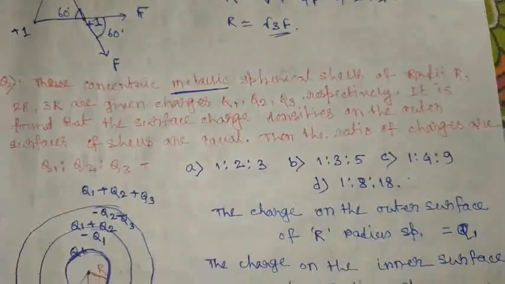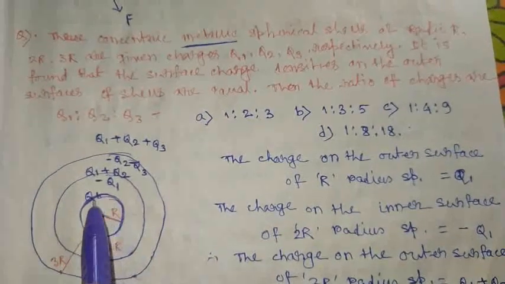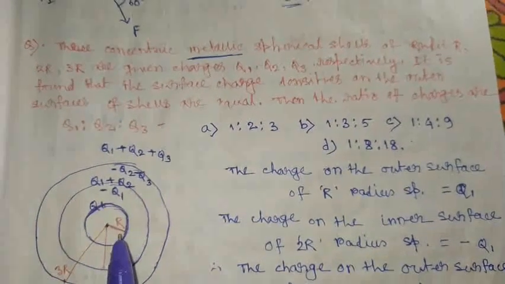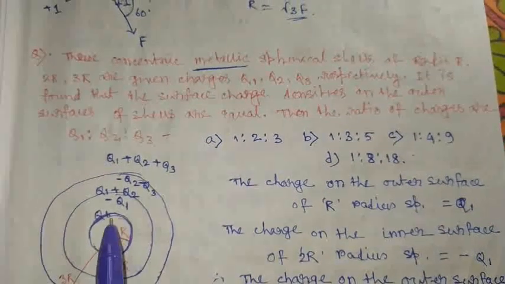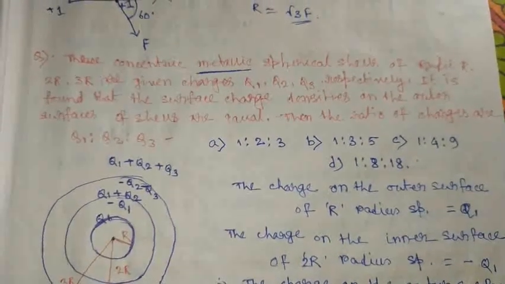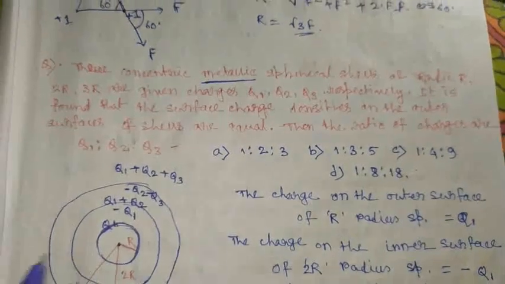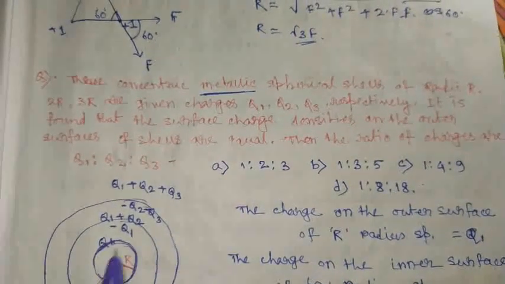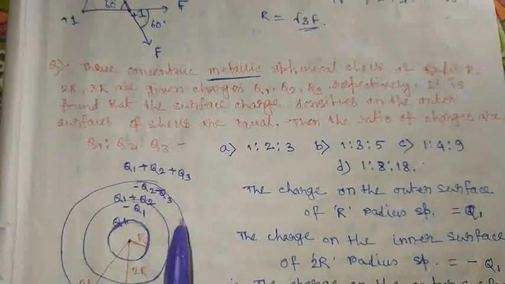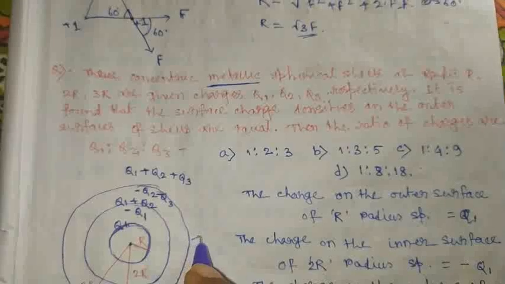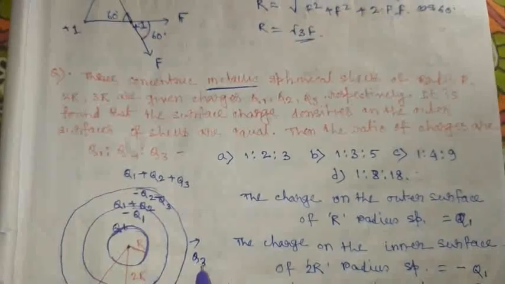Now the question says that the inner sphere has radius r, the second sphere has radius 2r, and the outermost sphere has radius 3r, and the 3 spheres are given charges q1, q2, and the outermost sphere is given charge q3.